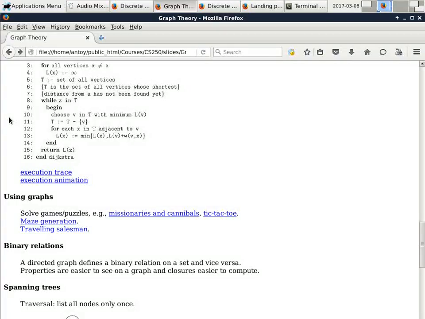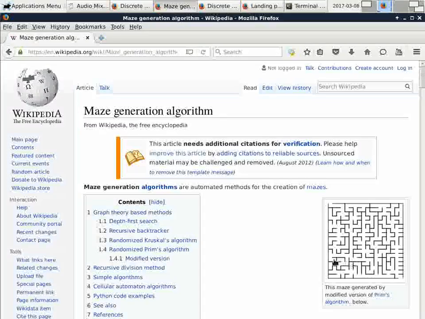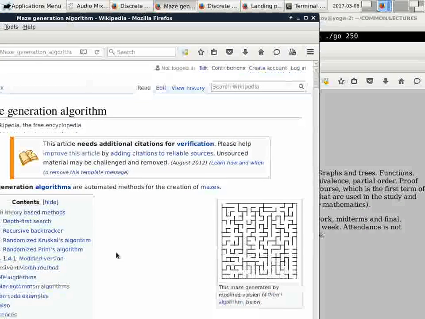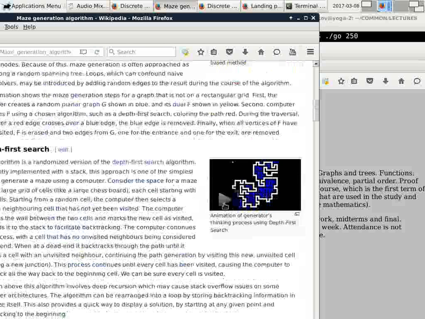There is another interesting one, and that is to make mazes. You see, this is a maze. Can you see it, or is it out of the page? And so there are algorithms that do this on the fly.